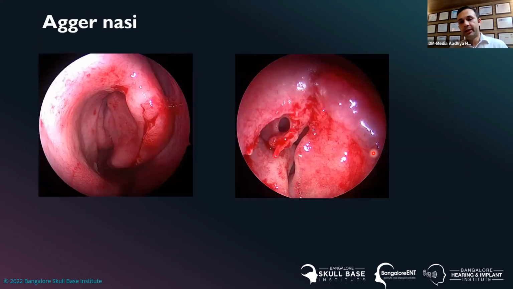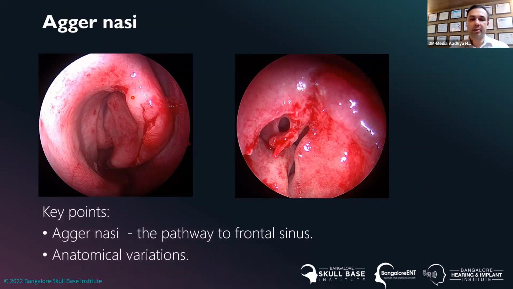If we go slightly superiorly, we come across the middle turbinate. This is from an endoscopic procedure that was done. You can see the middle turbinate right here. When we talk about the agger nasi, it is the most anterior ethmoidal air cell. It forms a significant bulge just anterosuperior to the middle turbinate. This cell is always single. That is something we need to keep in mind.